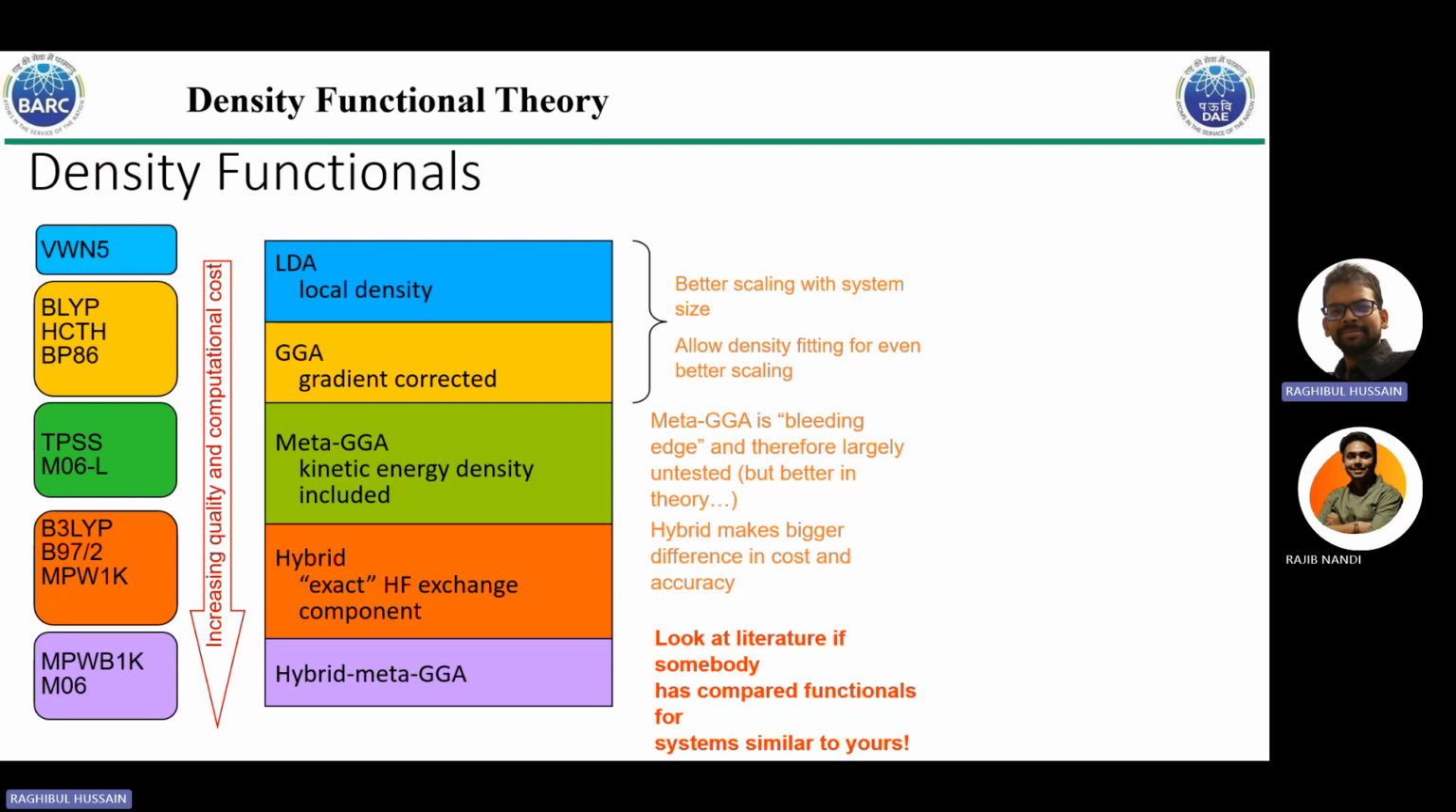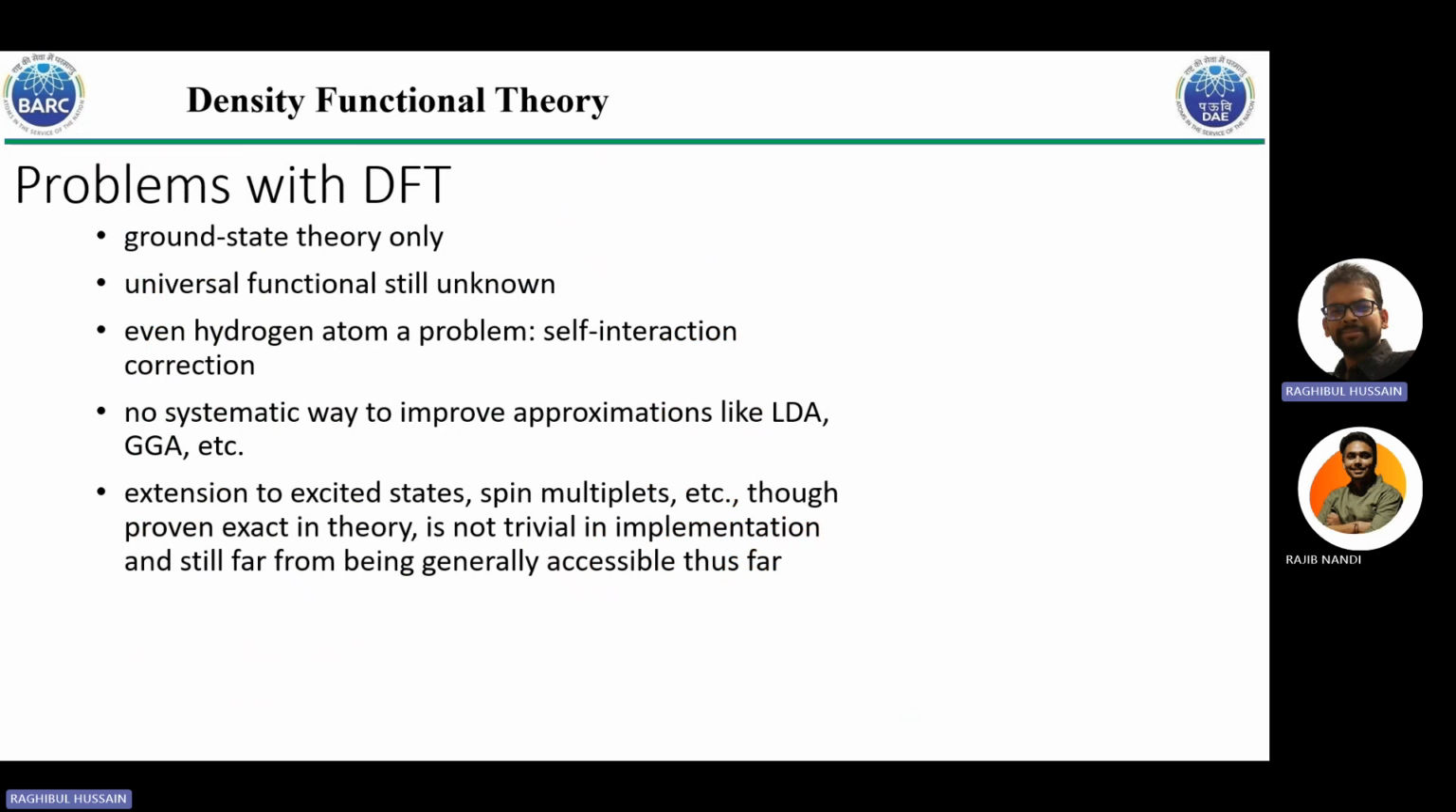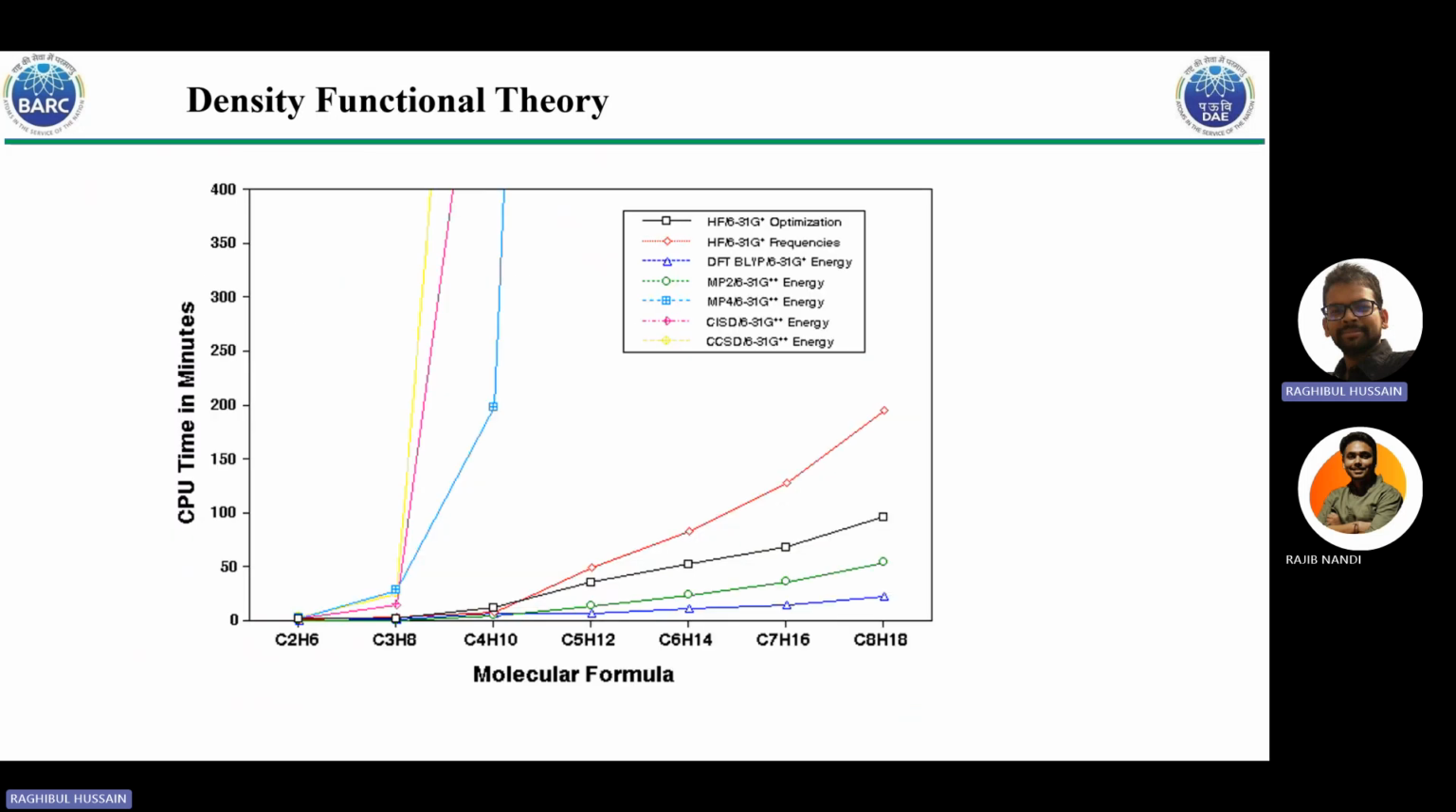You can go on publishing until some person publishes a kind of universal functional. Once people publish a universal functional, your job is in danger. You will not be able to publish much anymore, so you have to find another theory, wave function, density function, or some other theory you can develop. I am not going into details of the problems with DFT. Now I will slowly give some examples.